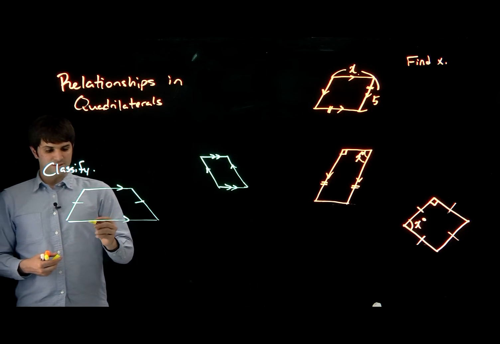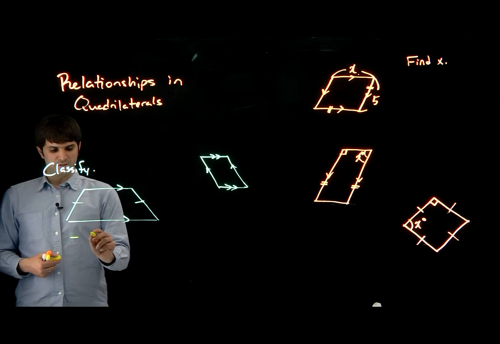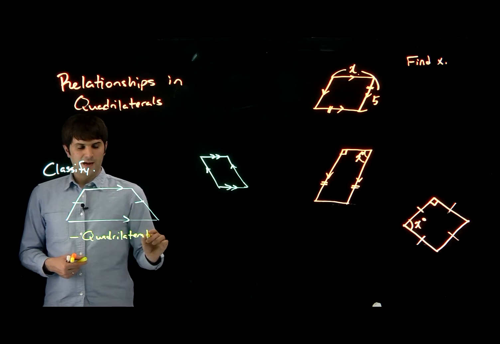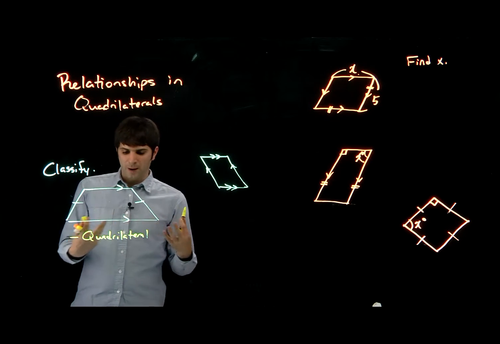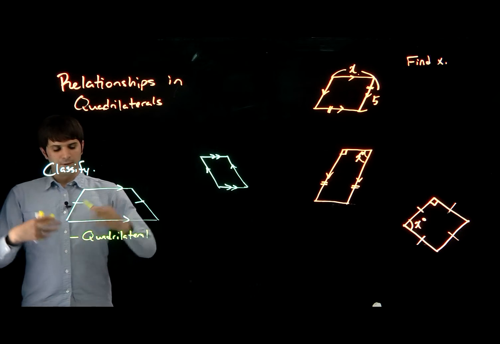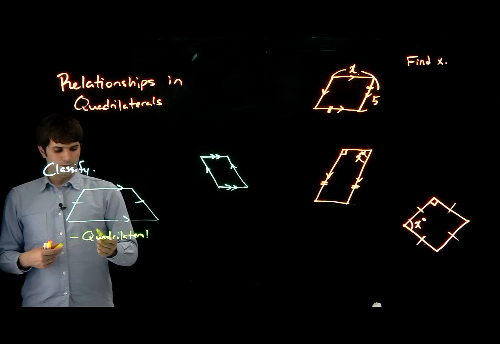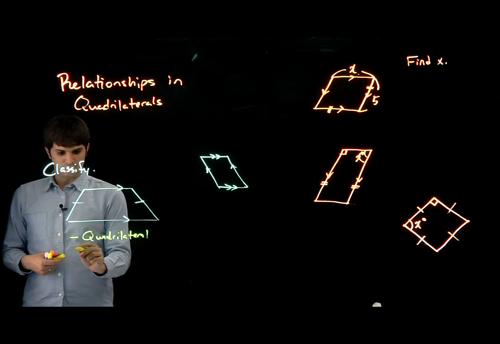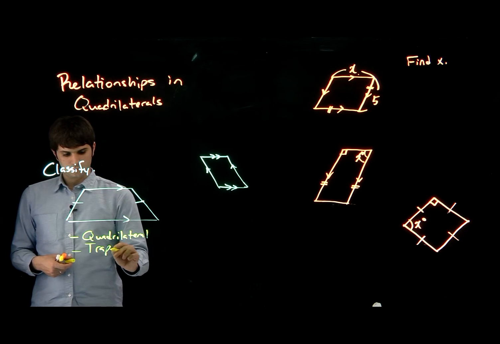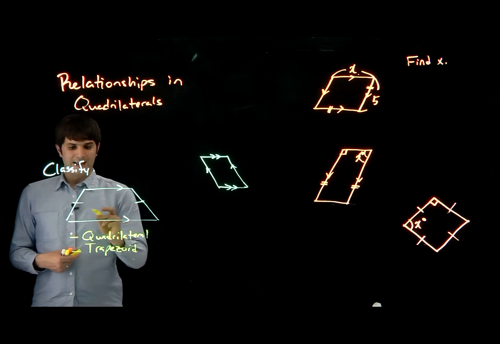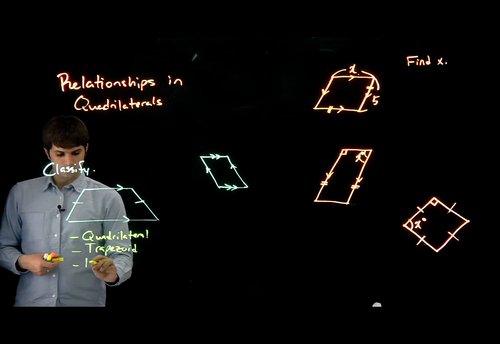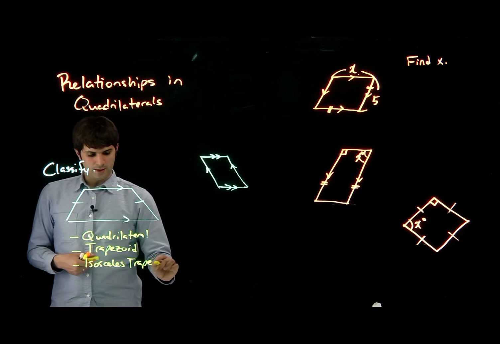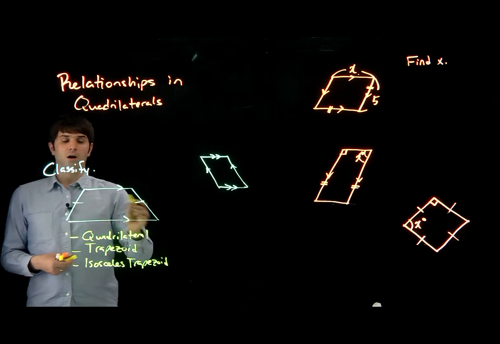So we have, this is obviously a quadrilateral. I should mention too that all quadrilaterals are also polygons. So polygons are a bigger set than quadrilaterals. So we have polygon, quadrilateral. We also have, looks like trapezoid. And we have isosceles trapezoid, because the legs are congruent.